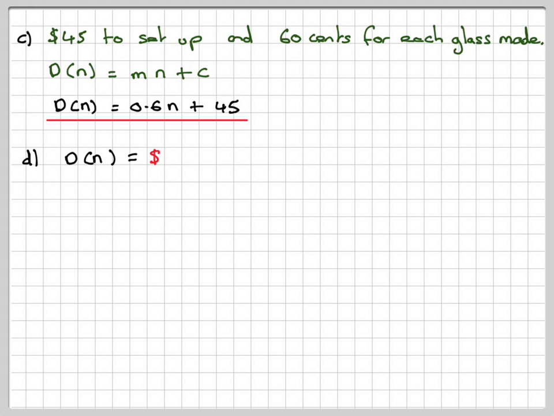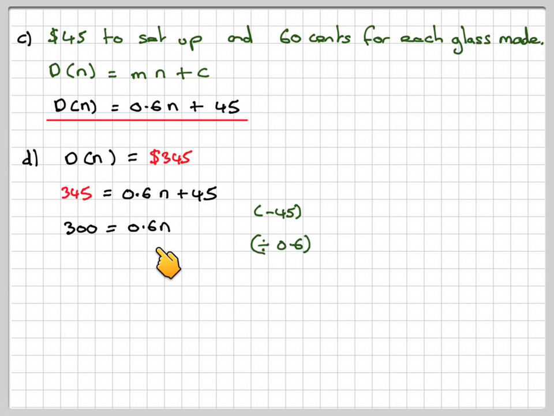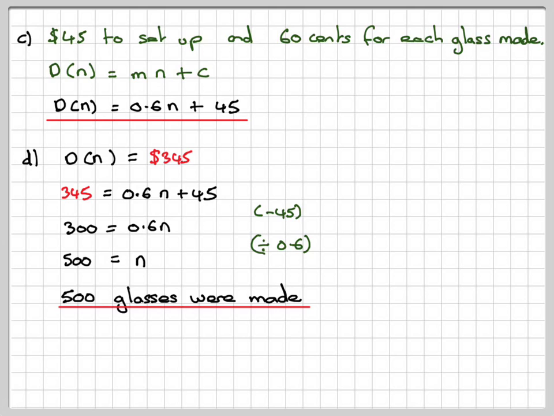Right, we need to know how many glasses we can make for $345. So we put 345 equal to 0.6n plus 45, and this is like an equation which we can solve. The opposite of adding 45 is to take away 45, so that gives 300 is equal to 0.6n. Then the opposite of multiplying by 0.6 is to divide both sides by 0.6, so n is equal to 300 divided by 0.6, which is 500. Therefore, 500 glasses were made.